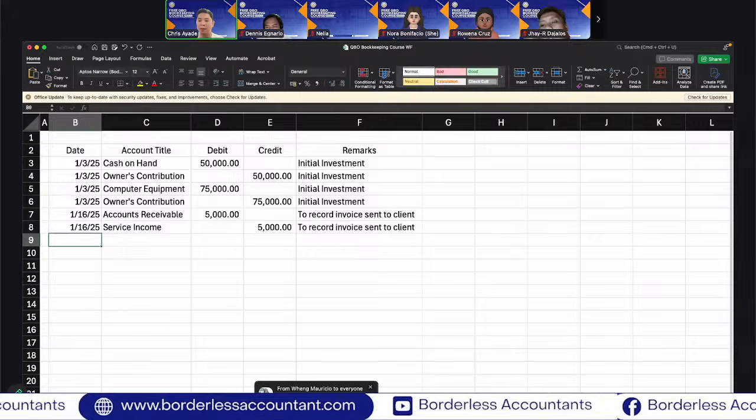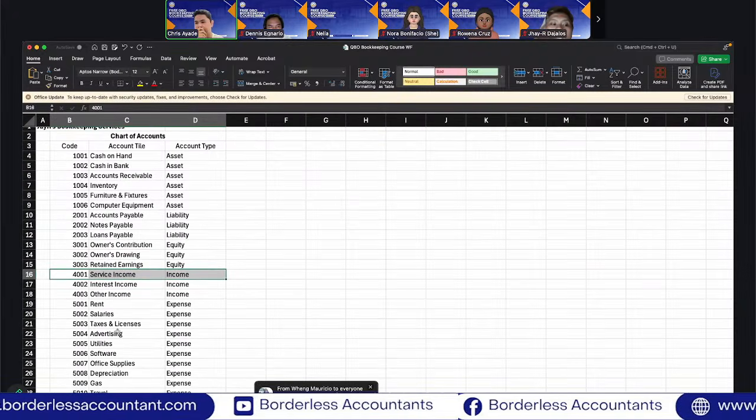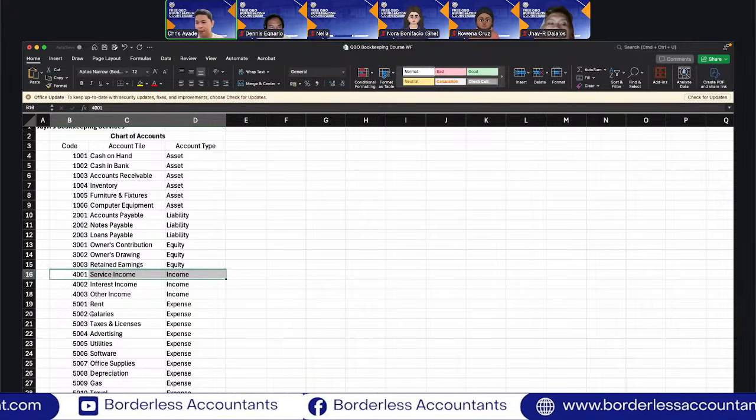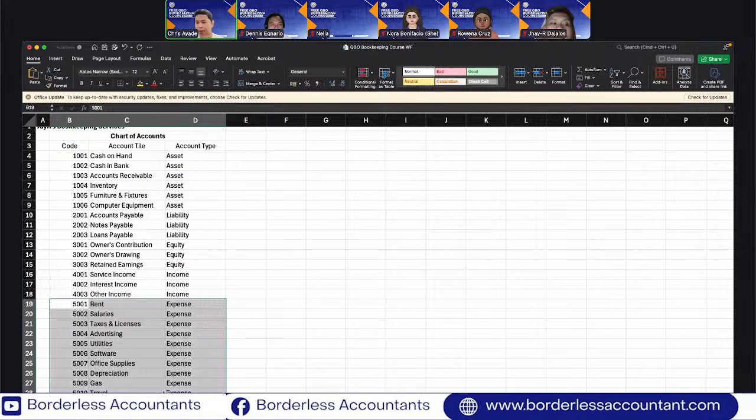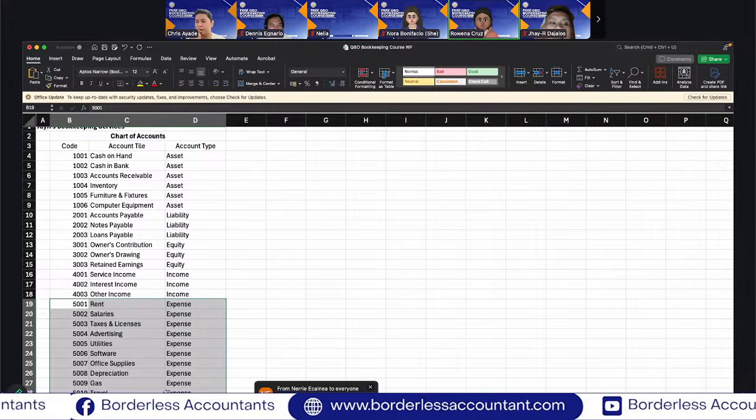Magre-record ka ngayon ng supplies. Anong gagawin mo? Mayroon bang supplies dito sa chart of accounts? Tingnan natin. Supplies. So, di ba, ang supplies ay expense. So, dito tayo titingin. Meron ba tayong supplies dito? Office supplies. Okay, very good.